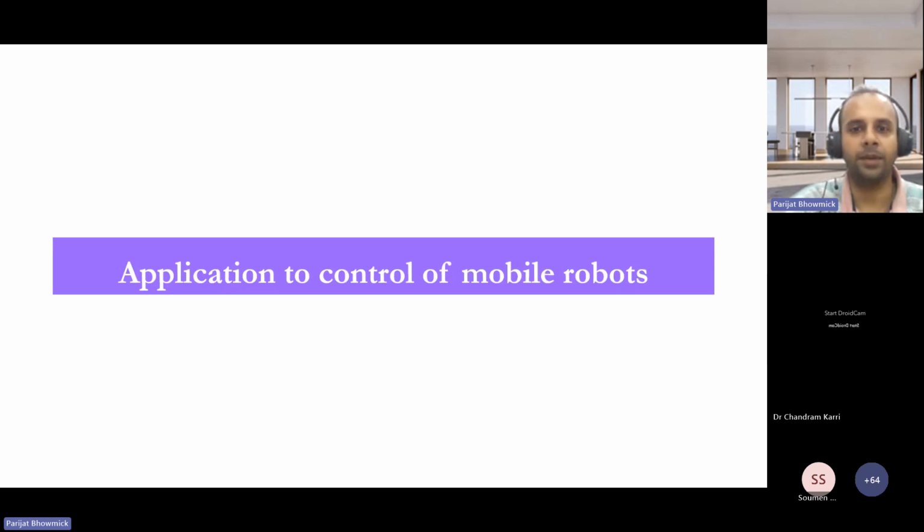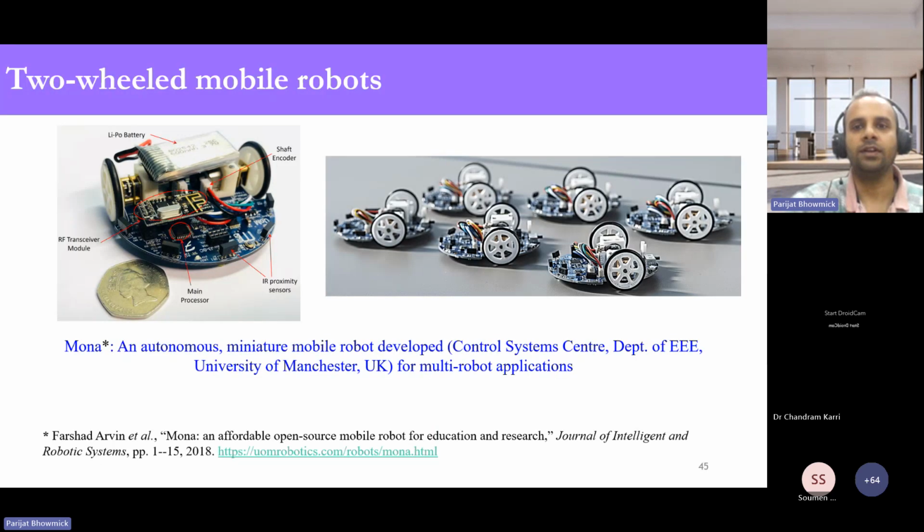Now I'm coming to the last part, the application part. First of all, it is the application to control of mobile robots. So this is a kind of small two-wheel mobile robot. Of course, this is not self-balanced. It has a dummy wheel at the front. So this is stable in nature.